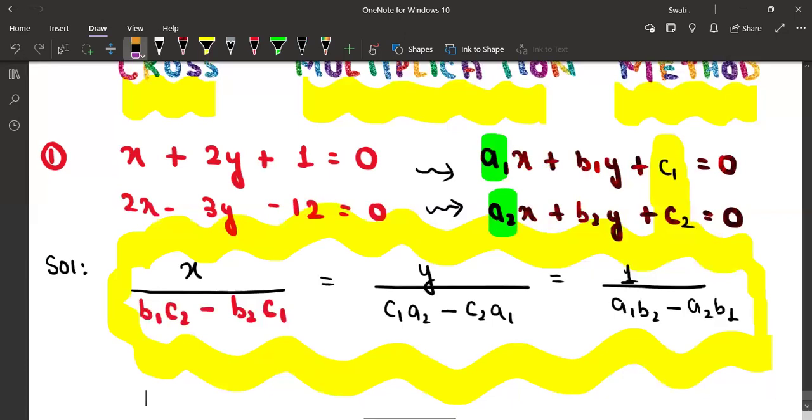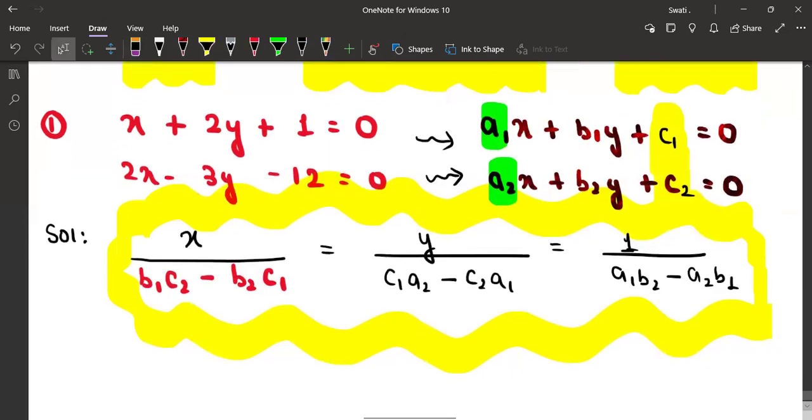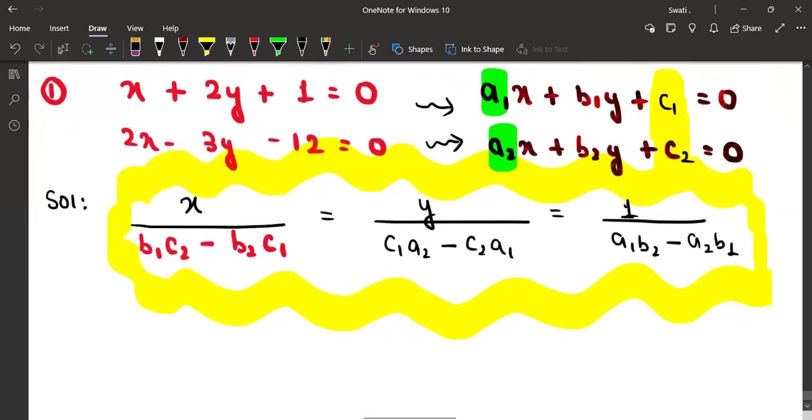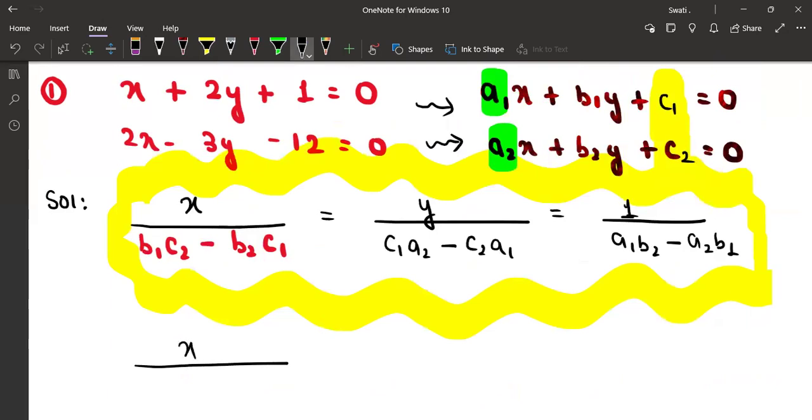So let's now solve this question, Manya. Now we are going to just put the values. So first we will do x upon. Can you tell me b1 in this equation, which one is it?